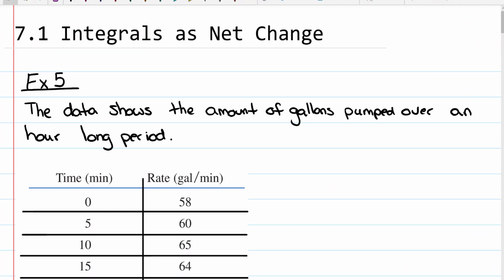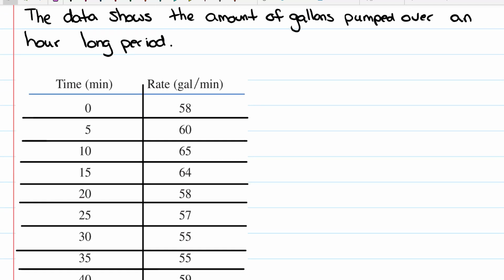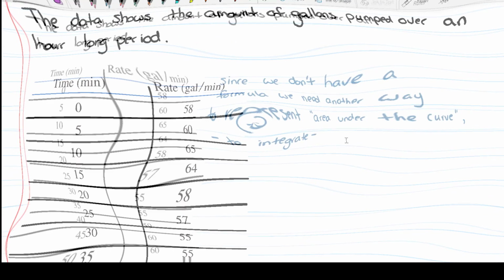Example 5. In example 5, we're going to use data that is gathered to determine how many gallons were pumped over this hour-long period. So in 5-minute intervals, a person recorded the rate at which a pump was pumping gallons every 5 minutes. So at 0 minutes, it was pumping at 58 gallons per minute. In 5 minutes, it was pumping at 60 gallons a minute, at 10 minutes, and so on.